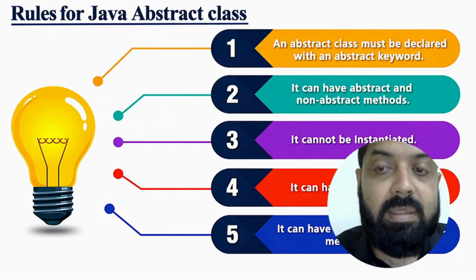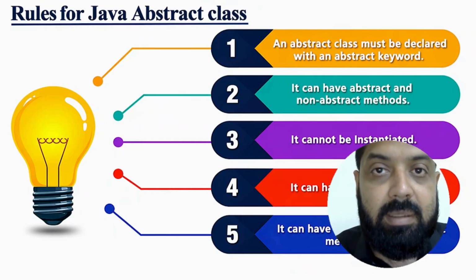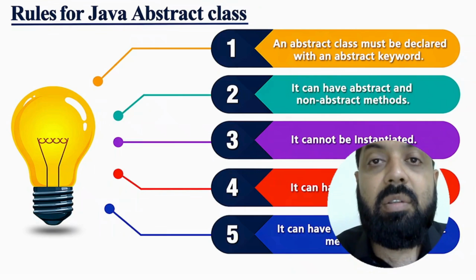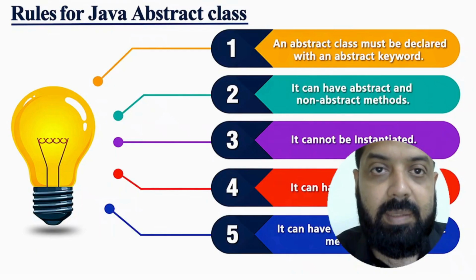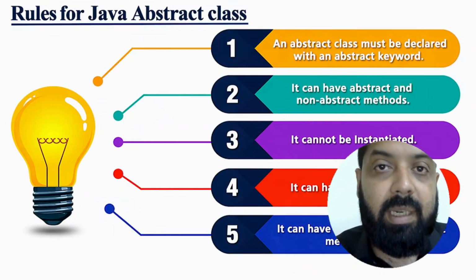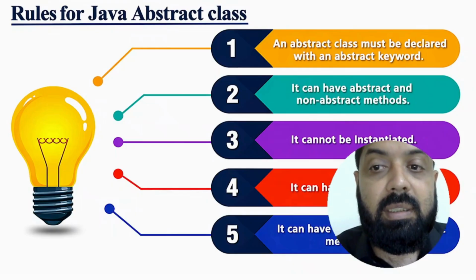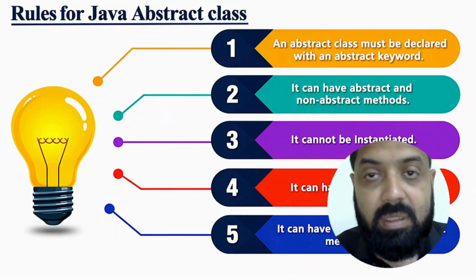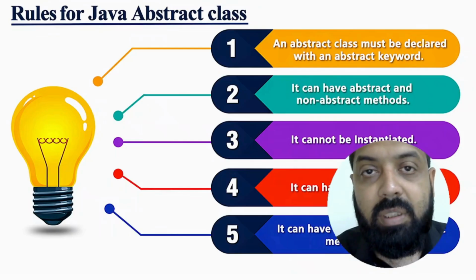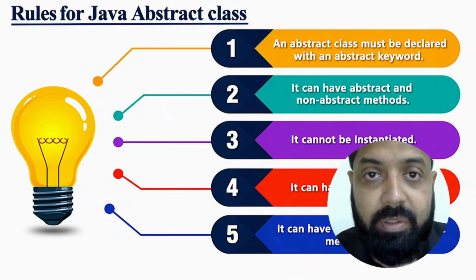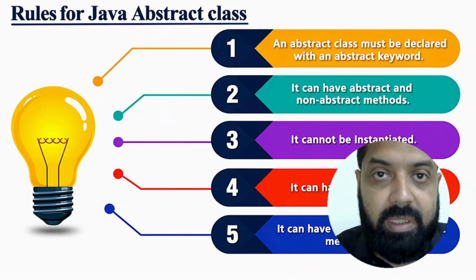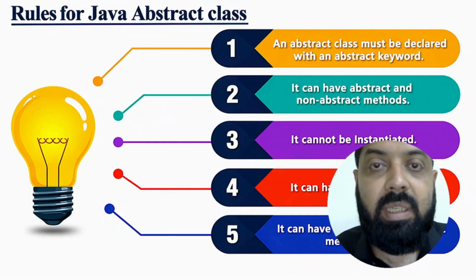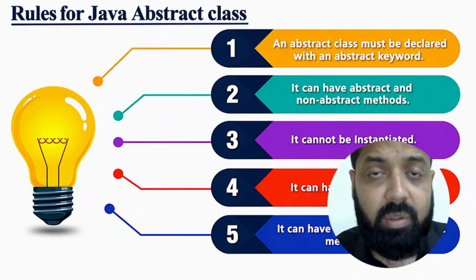And rule number three is that it cannot be instantiated. It means like the interface classes, which we already saw for multiple inheritance, you cannot instantiate it. It means you cannot create an object of your abstract class. Abstract classes are restricted. If you use the keyword abstract with the class, then you cannot create an object of it.